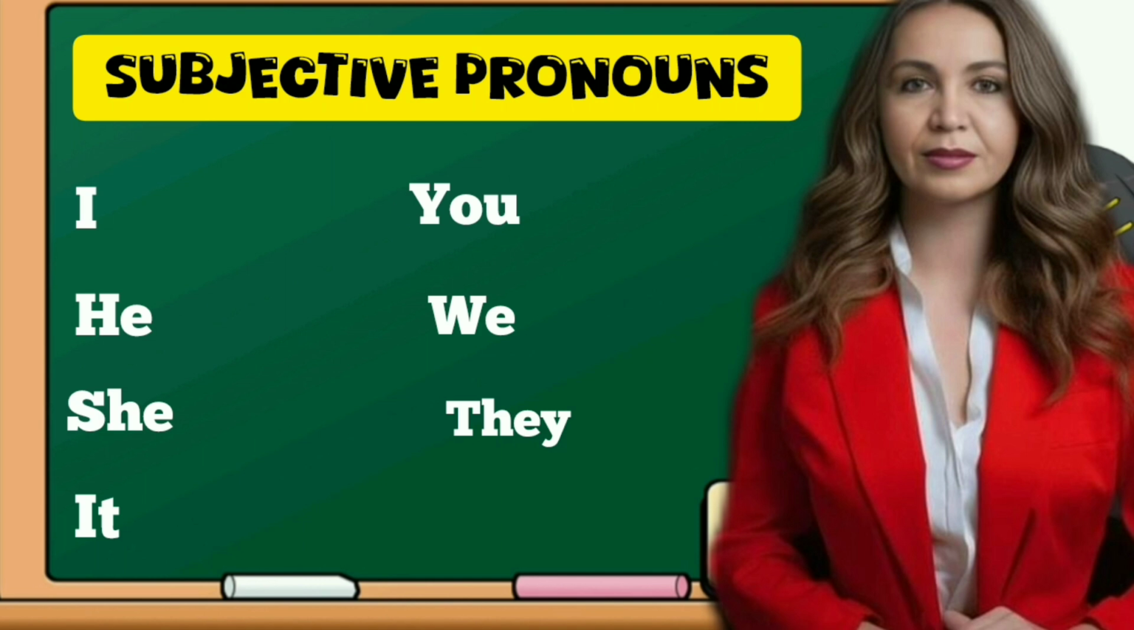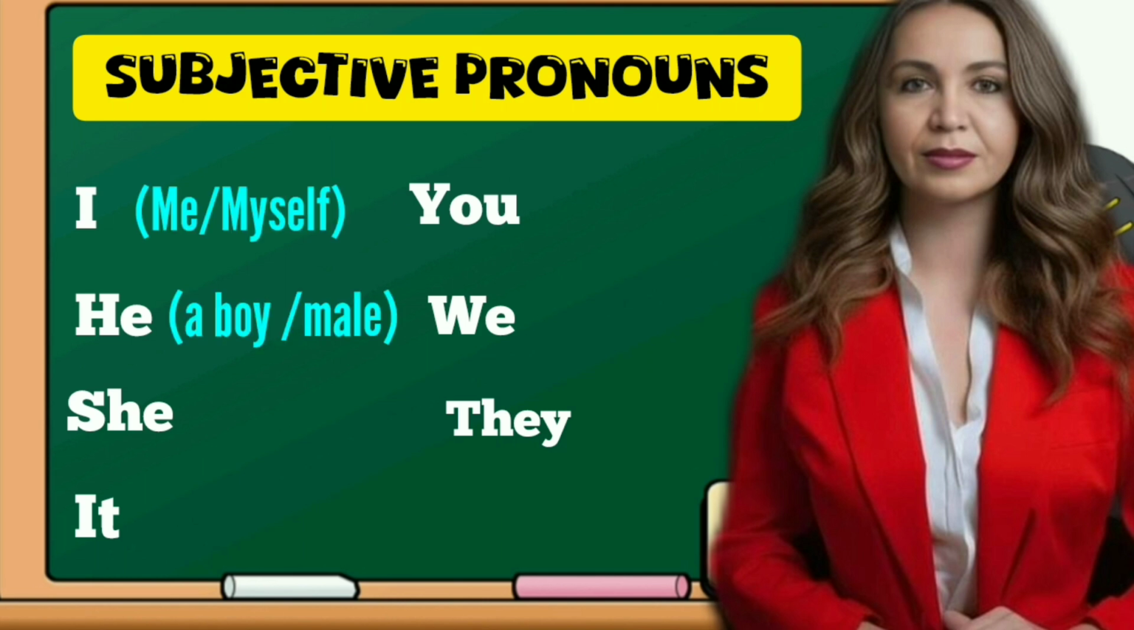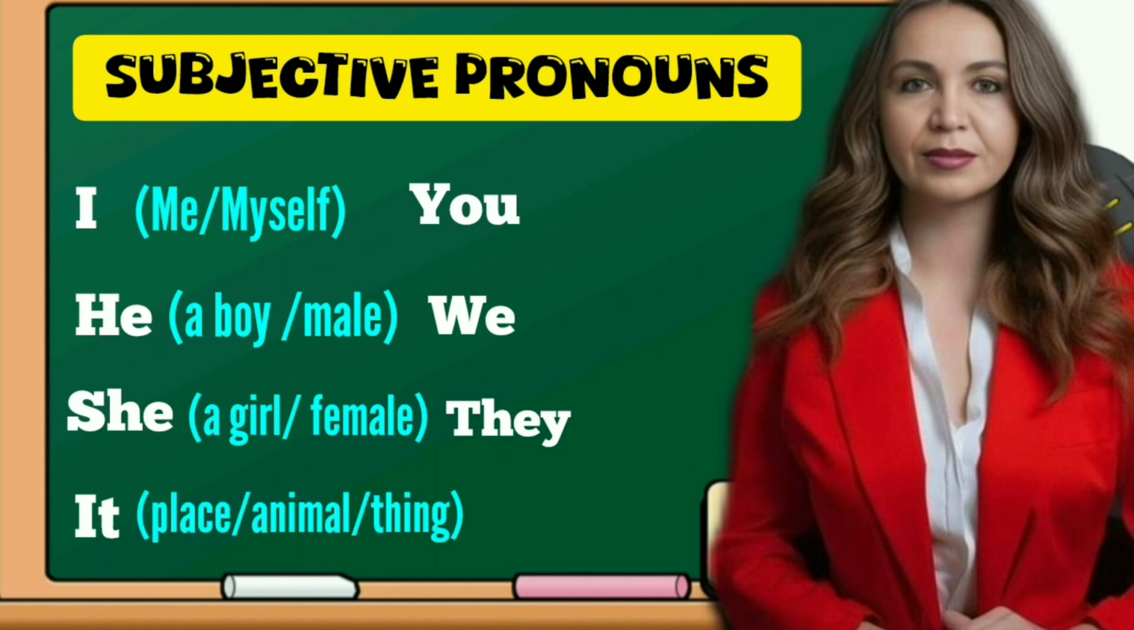Here they are. The first one is the subjective pronoun I. I means me, myself. He. He is only used for a boy or a man, a male person. She. She is used for girls or women. It. It is used for a place like a school, or it can be used for an animal like a dog, or for things like a chair.